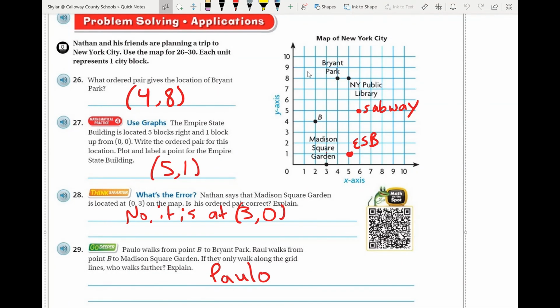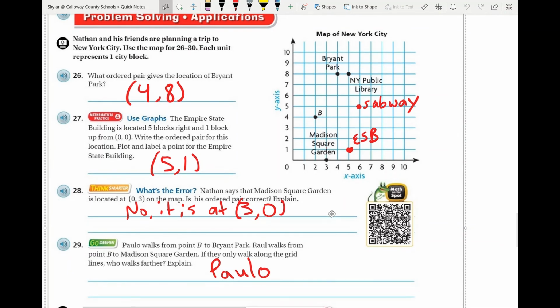So we are back. So let's take a look at these. 4, 8 for Bryant Station. Sure, we got that. Same thing with the Empire State, but what I want to check out is number 28. Should have gotten that. 0, 3 would have been up here, which is wrong. So let's check out number 29.